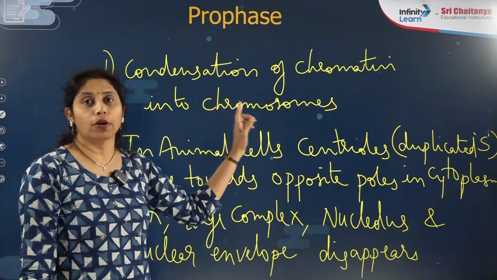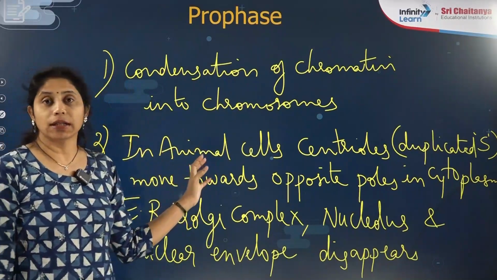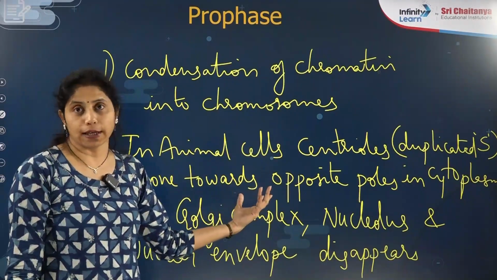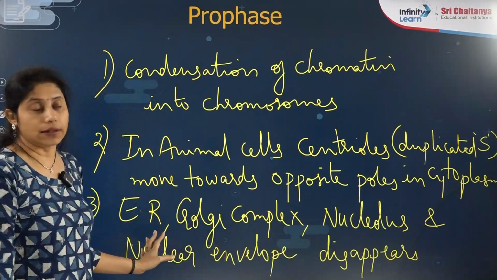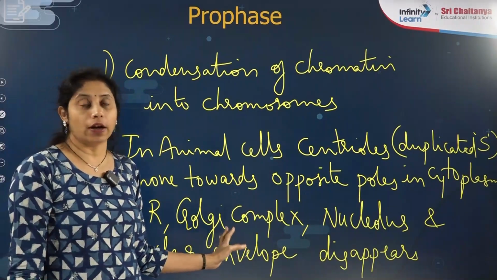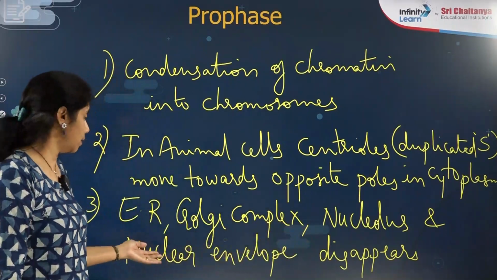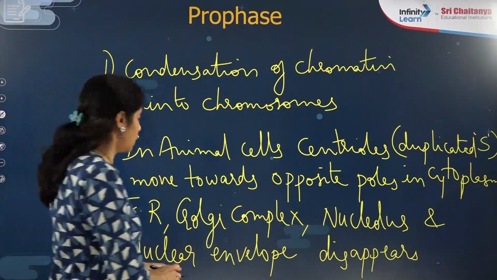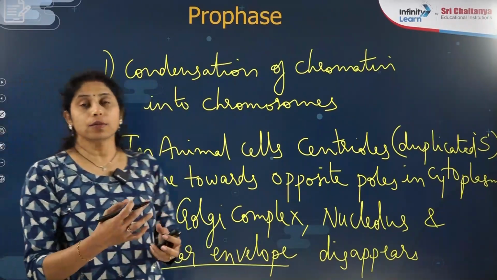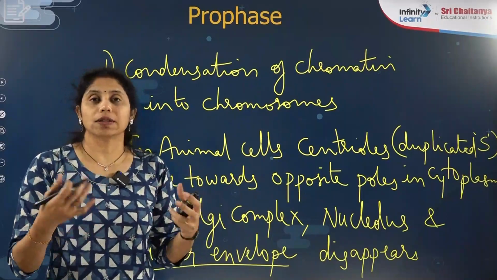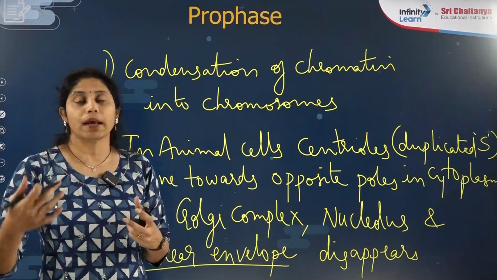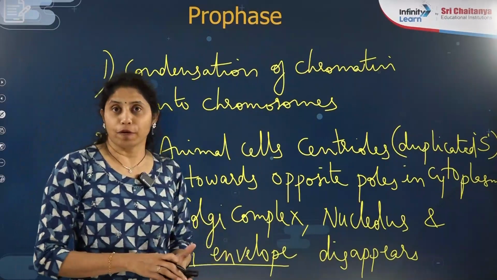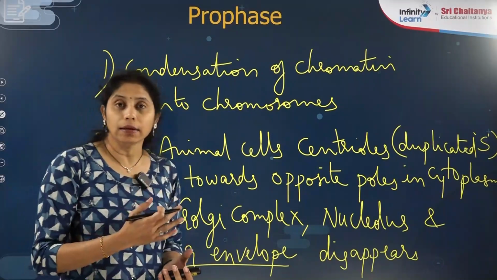Condensation of chromatin into rod-shaped chromosomes. Then in animal cells only, the centrioles which are duplicated in the S phase will move towards opposite poles in the cytoplasm. And in all eukaryotic cells, ER, endoplasmic reticulum, Golgi complex, nucleolus and nuclear envelope disappear by the end of the prophase. So once the nuclear envelope disappears, the chromosomes which are formed already will be released or scattered into the cytoplasm because there is no membrane around the nucleus. So they will be released into the cytoplasm by the end of the prophase. Now the chromosomes are present in the cytoplasm.